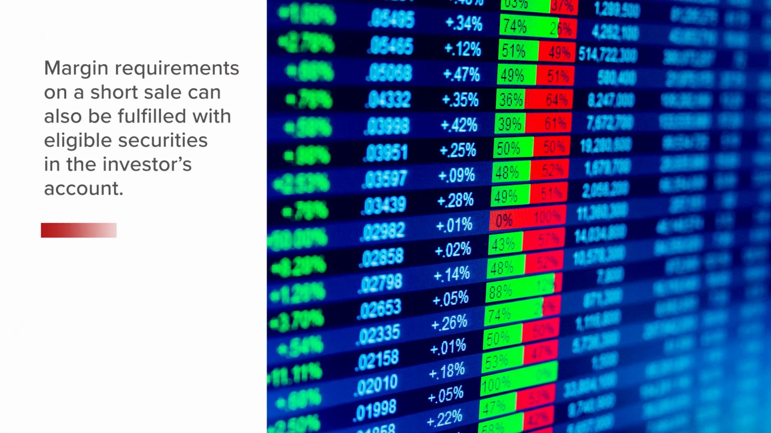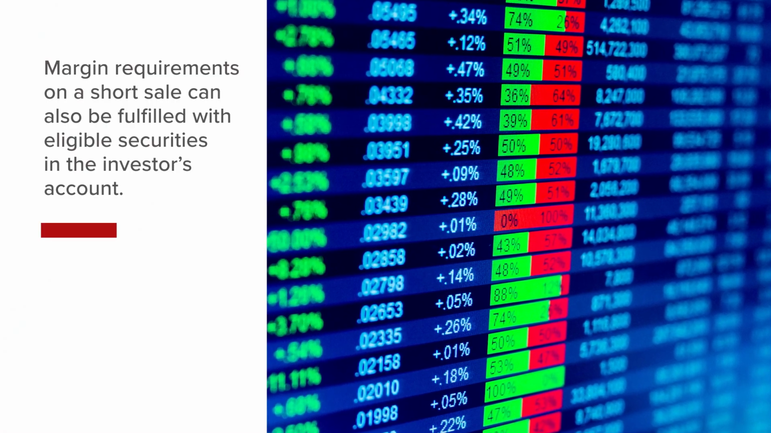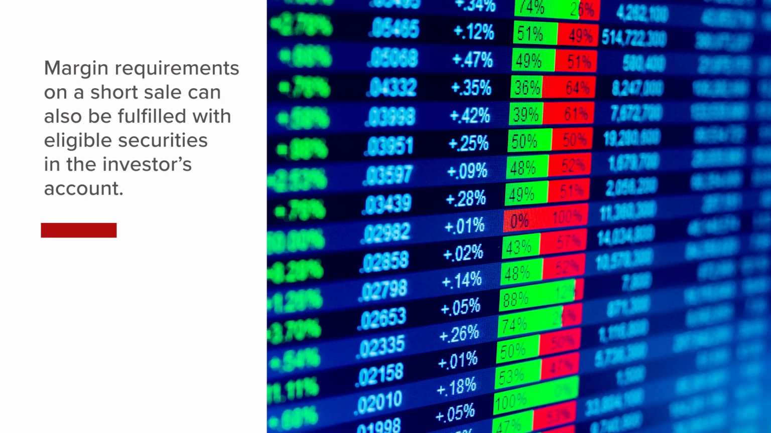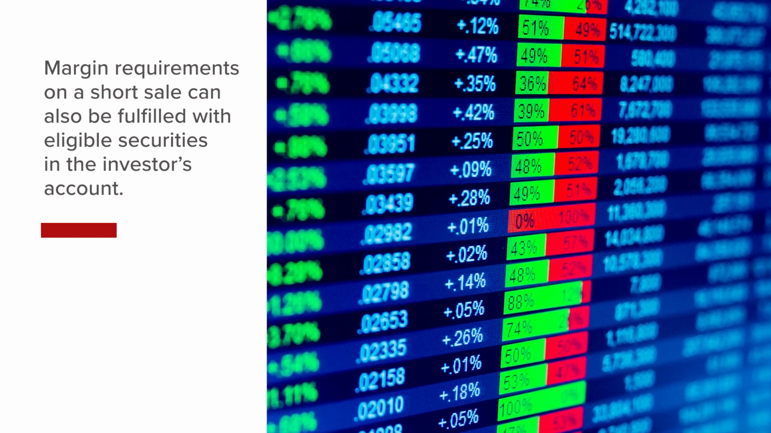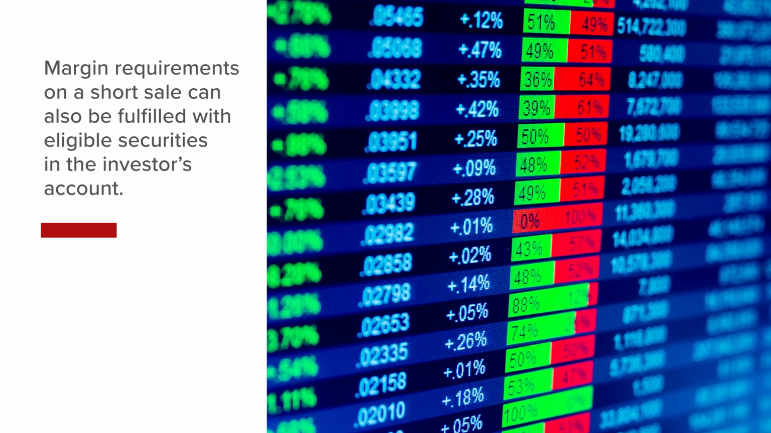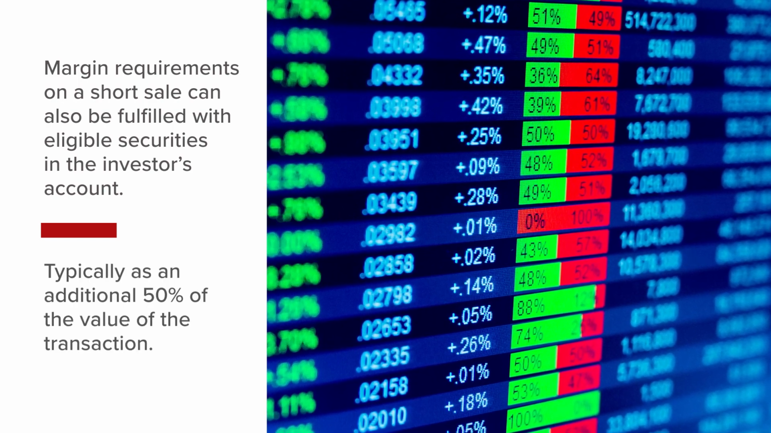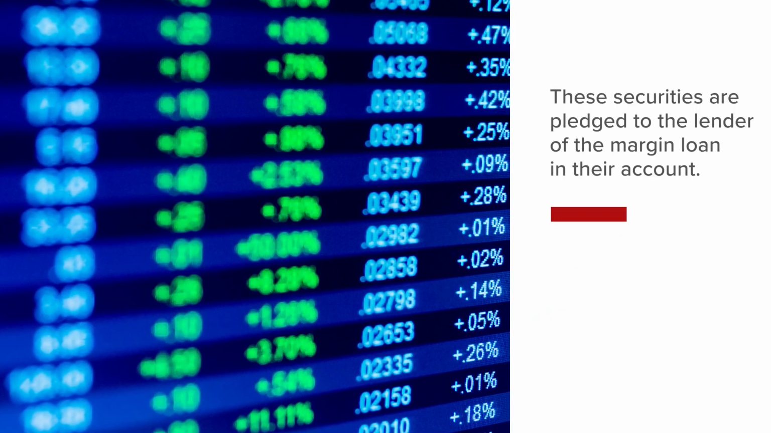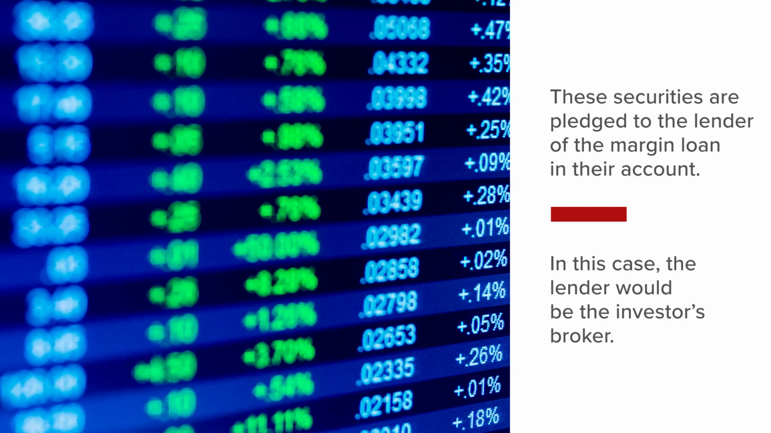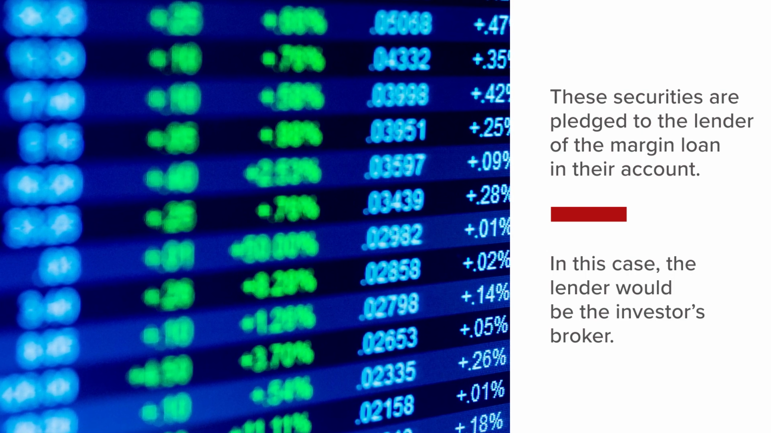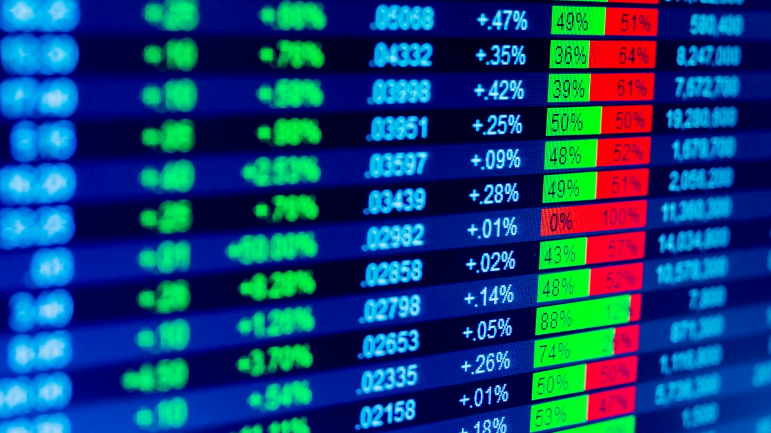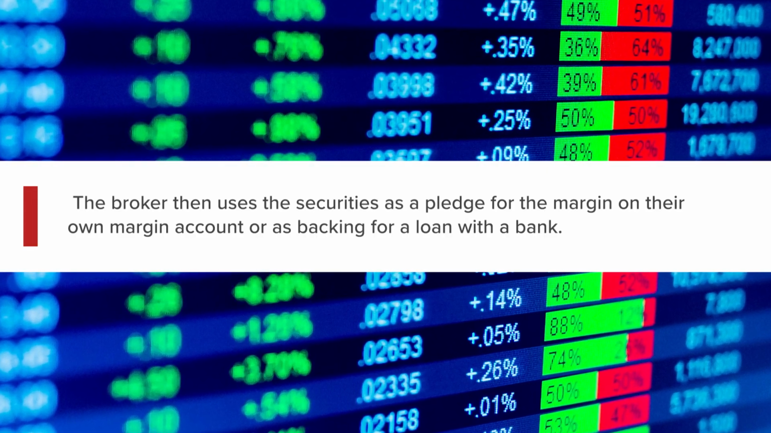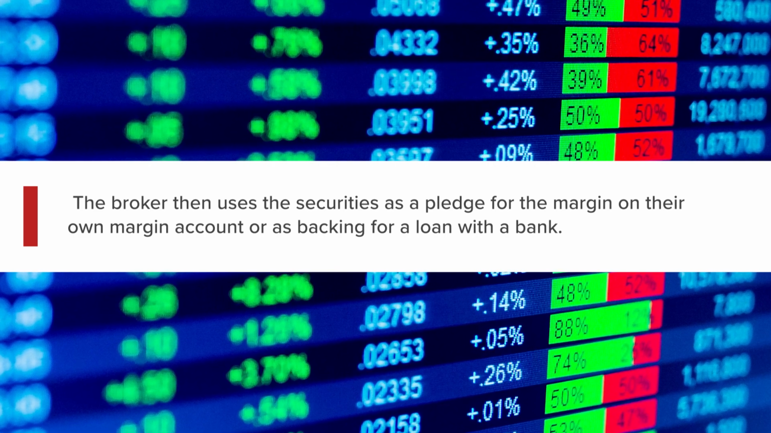Margin requirements on a short sale can also be fulfilled with eligible securities in the investor's account. In a margin account, securities are automatically pledged as collateral to meet the margin requirements of the short sale, typically as an additional 50% of the value of the transaction. These securities are pledged to the lender of the margin loan in their account. In this case, the lender would be the investor's broker. The broker then uses the securities as a pledge for the margin on their own margin account or as backing for a loan with a bank.